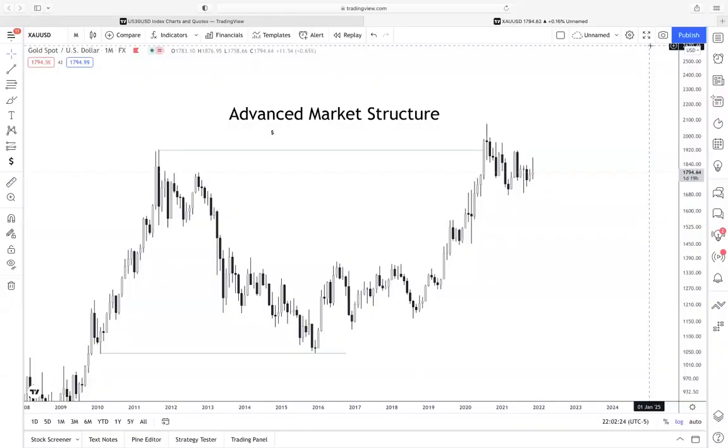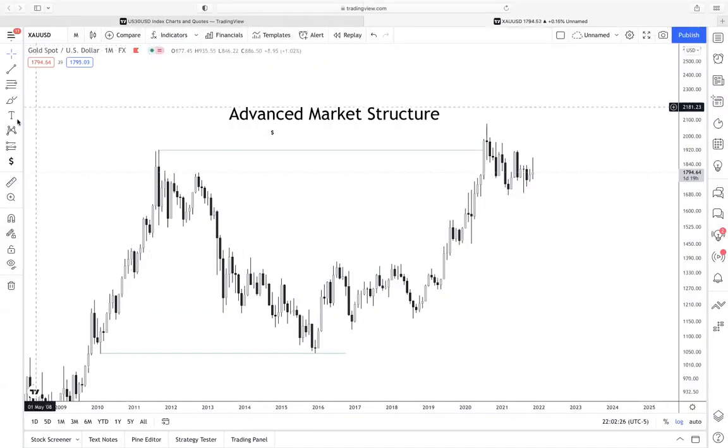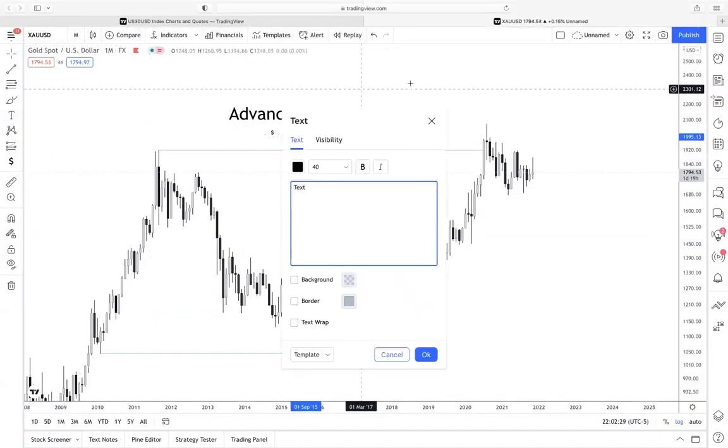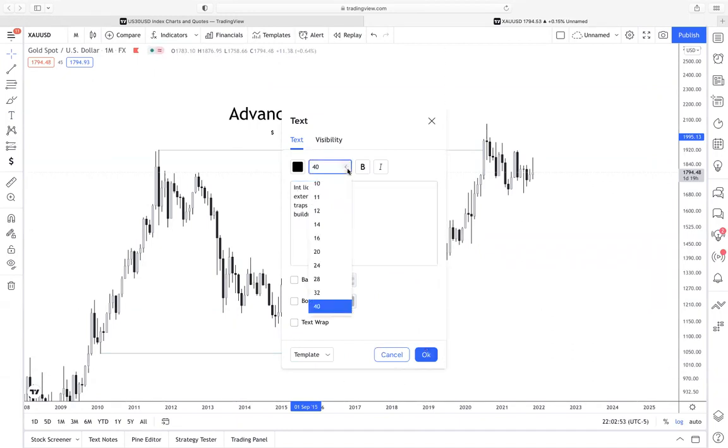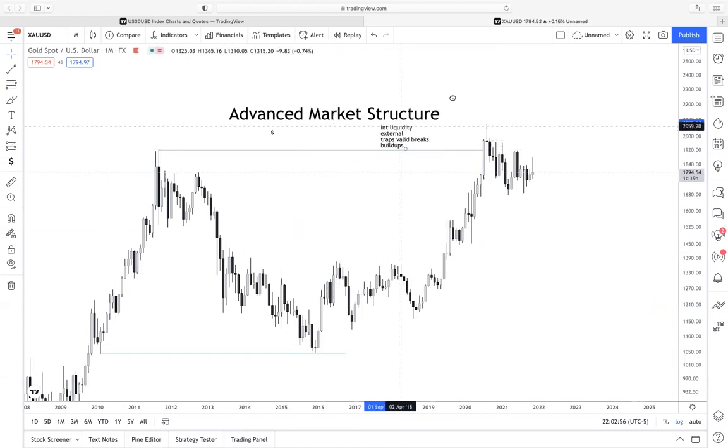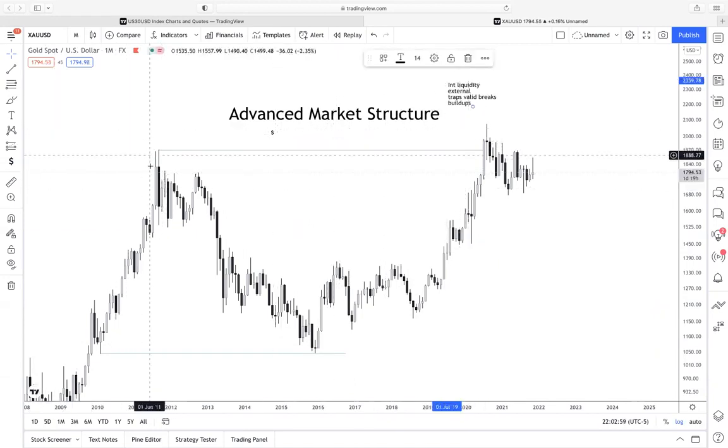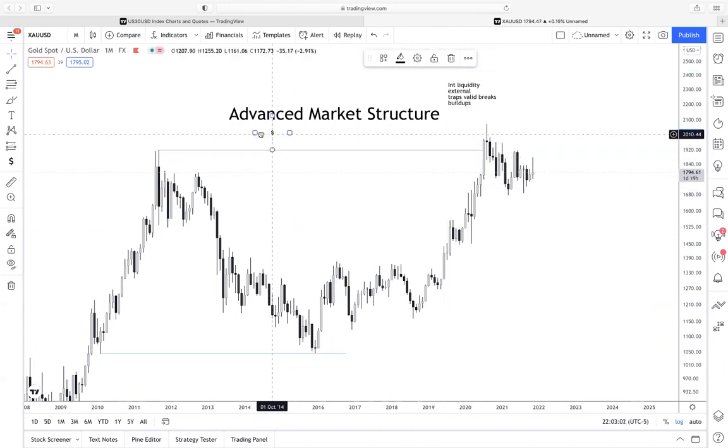So keep in mind, every time we go over market structure, that we want to include internal liquidity and external liquidity based around structure. We want to look at traps, valid breaks in structure, and also buildups, and then retail traps and smart money traps, right? So again, we have a valid run on external liquidity, which is our break.